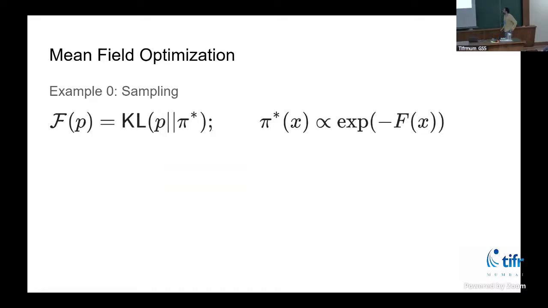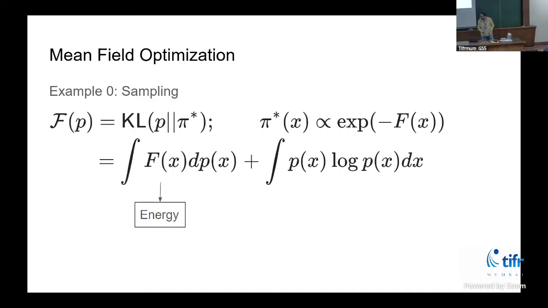So example 0 is sampling. We saw this yesterday, and actually sampling can be seen as this kind of optimization problem where the functional is the KL divergence from p to pi star, and pi star is this thing. So everything we saw yesterday is a case of this, example 0. But why do I call it example 0? There are no mean field problems here. You can just implement discretizations of this, but it still fits in a trivial way to the theory I'm about to propose.